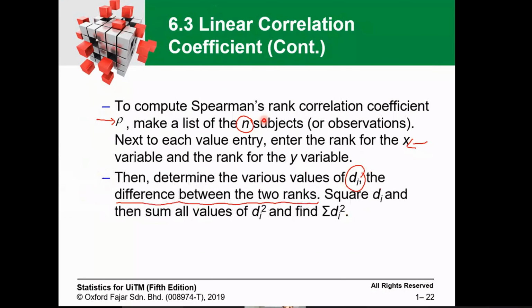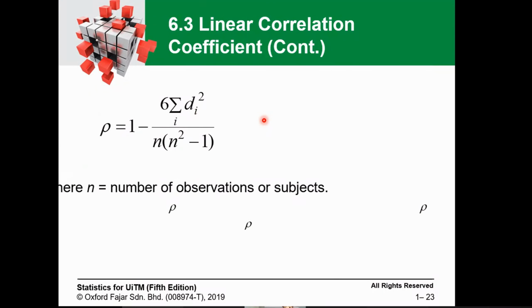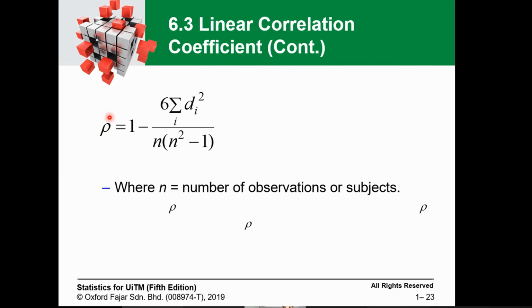It also has an equation, similar to our previous friend, if you see. So Pearson is the P sign, Spearman is the R sign. Spearman is for quantitative data. Pearson is for qualitative data. So this is the equation.